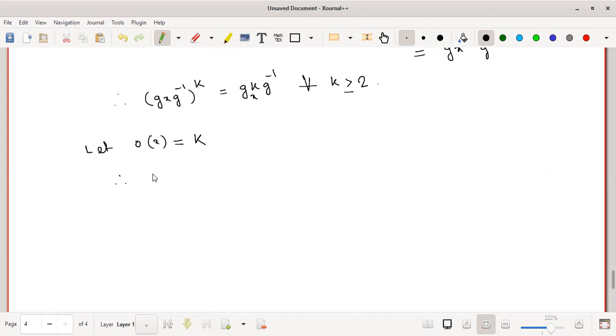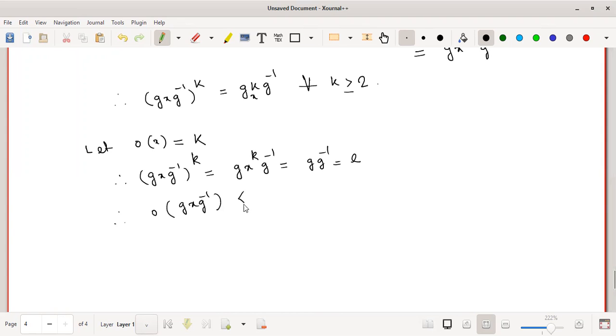Therefore, gxg inverse to the power k, just now we have proved that it is gx to the power k g inverse, but order of x is k, so it is gg inverse, which is identity. So therefore, it proves that order of gxg inverse is less than or equal to k. Okay.